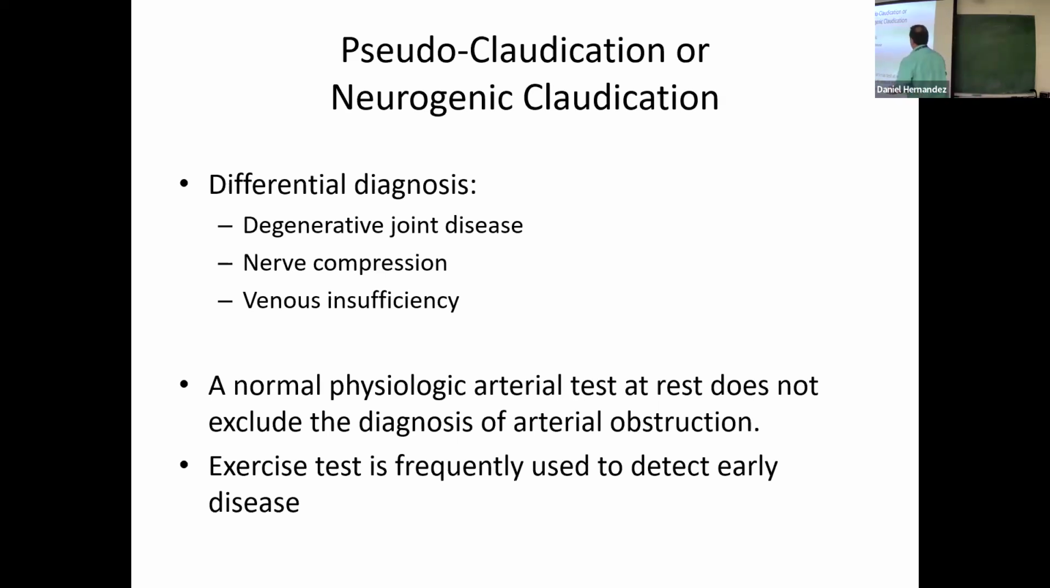So pseudoclaudication or neurogenic claudication. Again, there could be some differential diagnoses, things like degenerative joint disease, nerve compression, or it could potentially be a venous issue. Maybe that patient has venous insufficiency that's causing their pain or cramping. These are the patients that would have a normal PVR and SLP when they're resting, so it doesn't explain the patient's symptoms. A normal physiologic test at rest does not exclude the diagnosis of arterial obstruction. That's why we have to exercise. That exercise test can be used to detect early disease and also rule out pseudoclaudication.